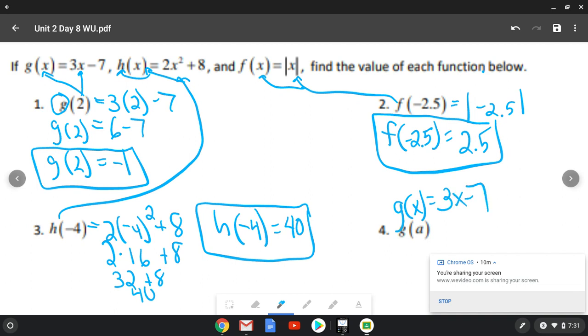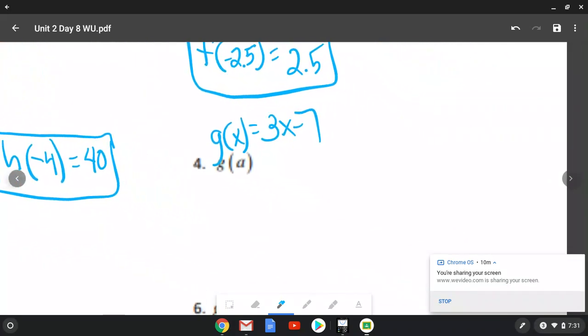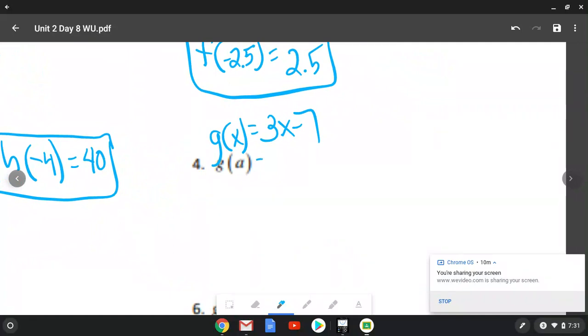We know that g of x from above is 3x minus 7 in the original. So this is stating not to replace it with a number, it's saying to replace it with a letter. That means every time we see an x, we're not going to replace it with a number, we're going to replace it with the letter a, according to that. And then we try to simplify.